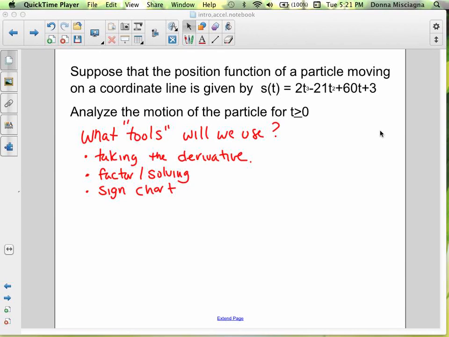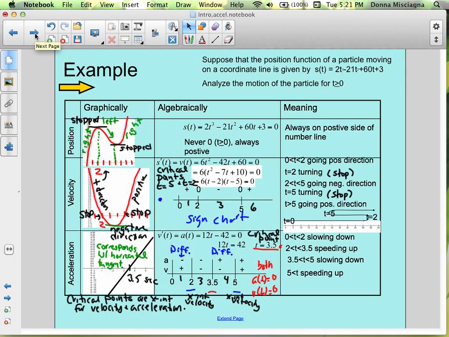So what tools will we use? The tools that we're going to use include taking the derivative, factoring and solving, and a sign chart. I'm going to show you an example, already completed, of how we can use an equation and these tools to analyze the motion of a particle. And then afterwards we'll solve some problems from scratch.